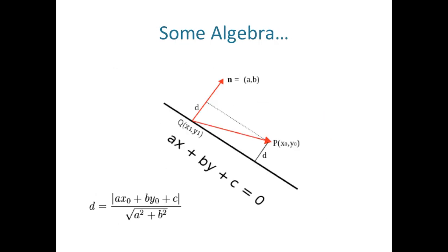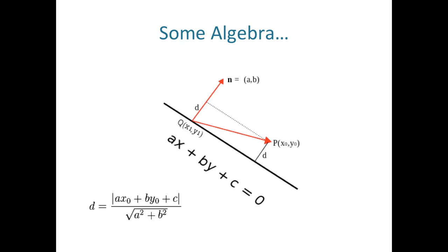But before we do that, let me refresh some algebra just to make sure that we are all on the same page. I'm showing how to compute the distance between a point and a line. Imagine that we have ax plus by plus c equals 0. That's the black line that we have there.